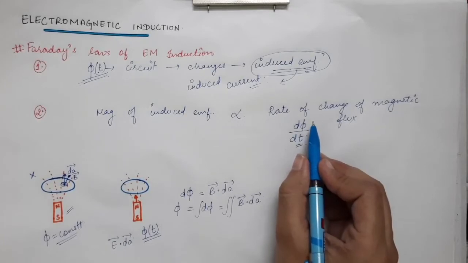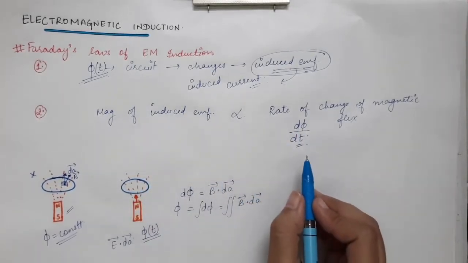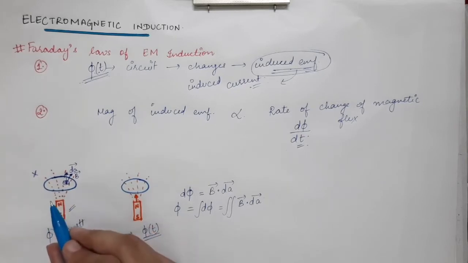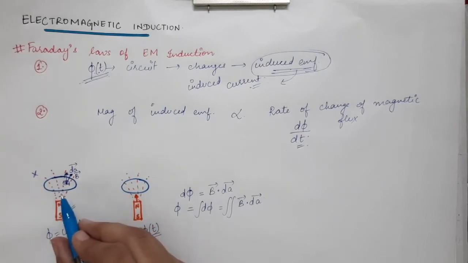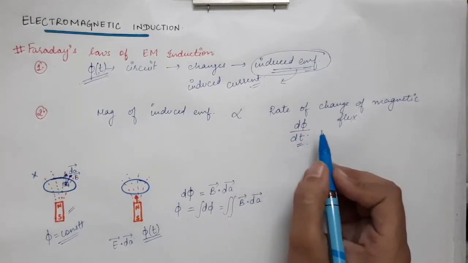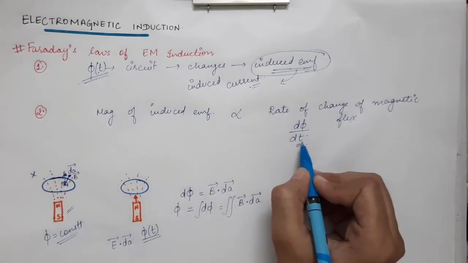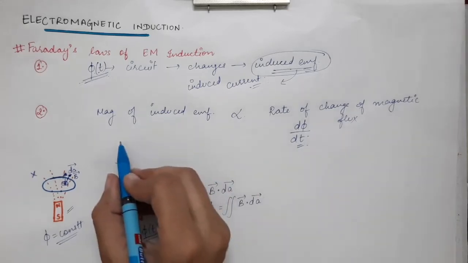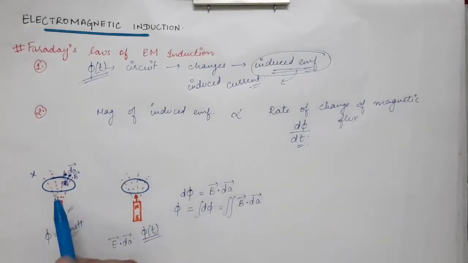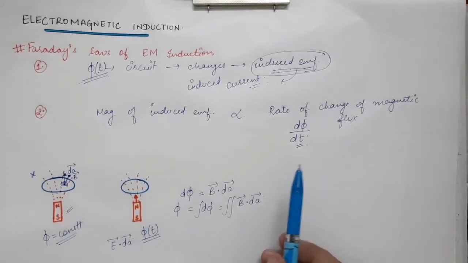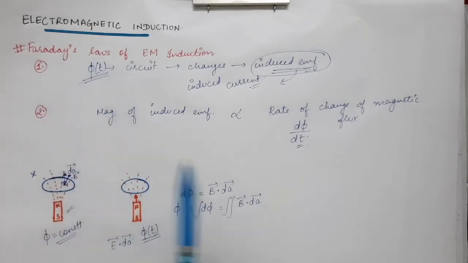More is the change in magnetic flux, more will be the magnitude of induced EMF. Like in this case, the magnetic flux was constant. There was no change in the magnetic flux linked with the circuit. So induced EMF will be equal to 0, because in that case d phi by dt will be equal to 0. So phi will be constant in the first case, its derivative with respect to time will be equal to 0, and hence the magnitude of induced EMF will be equal to 0 in this first case, which means there will be no induced current in that circuit. So these are the 2 points that come under Faraday's law of electromagnetic induction.